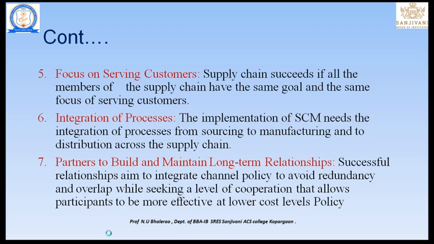So always integrating the processes will help you, not only the manufacturer, not only the supplier, not only the distributor, but across all the supply chain. So it is another very good feature of SCM.